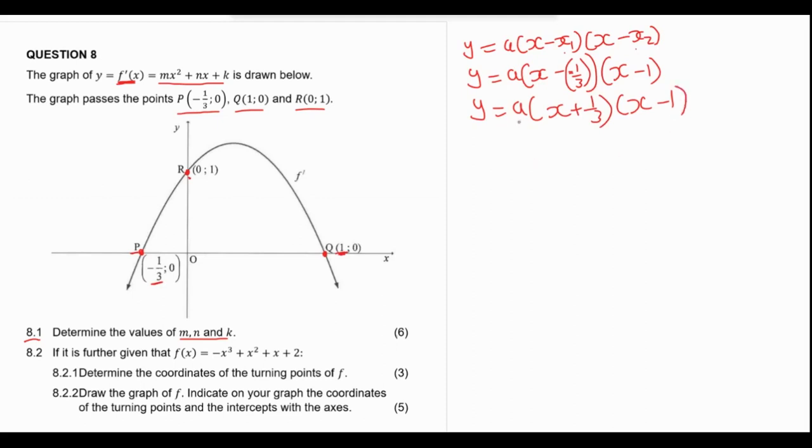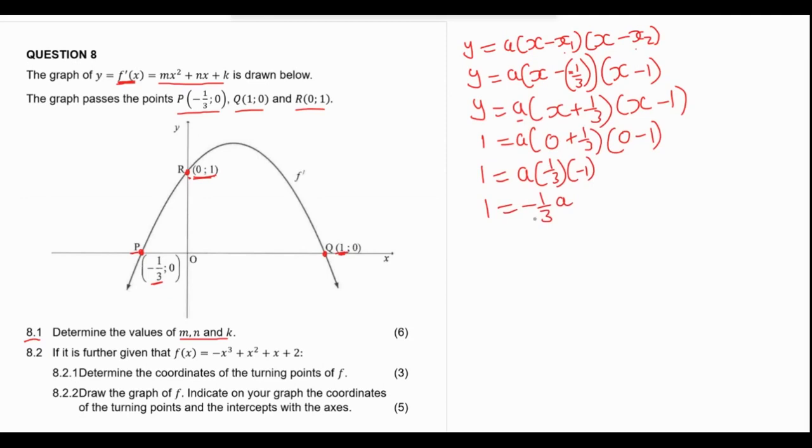Right, now how do we find a? We have to substitute any other point on the graph. In this case, it is R, where x is 0 and y is 1. So where there's y, we put 1, and then it's equal to a, and then 0 plus 1 over 3, and then 0 minus 1, which becomes 1 is equal to a, then 1 over 3 times negative 1. Then we have 1 is equal to negative 1 over 3 a.